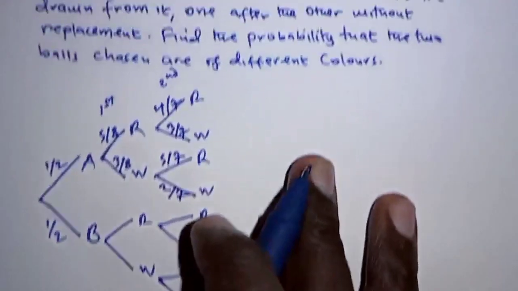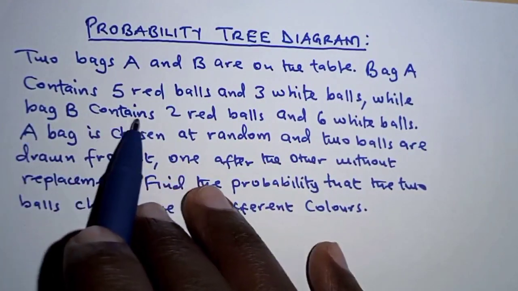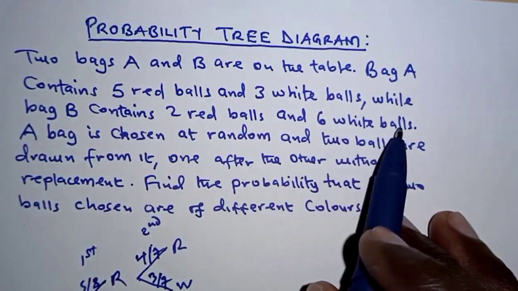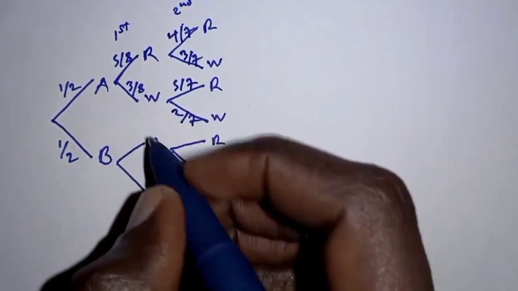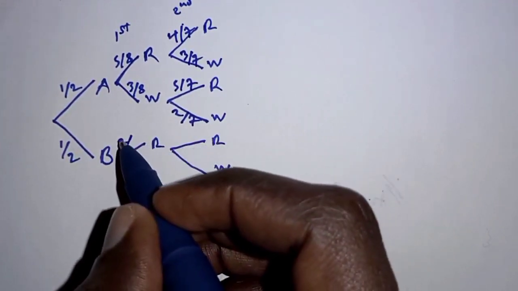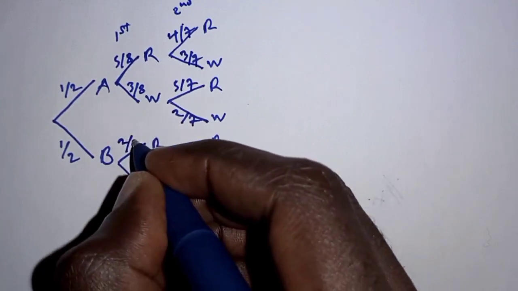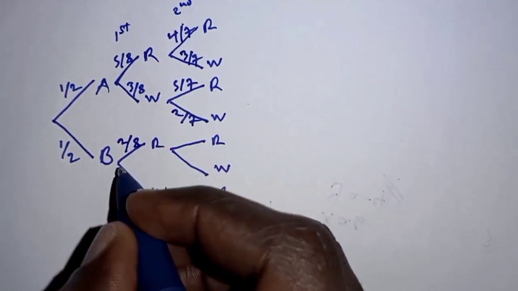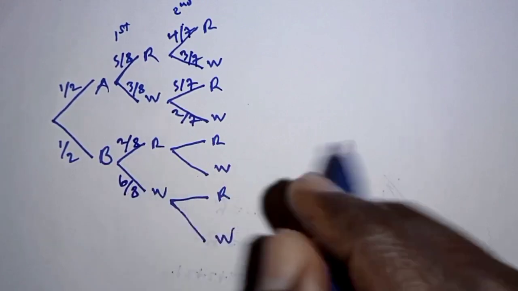For bag B, we are told bag B contains 2 red balls and 6 white balls. So in the first picking, we have 2 red balls, that is 2 over, so 2 red balls and 6 white ones. So the total is still 8. And for the white ones, we have the probability as 6 over 8.